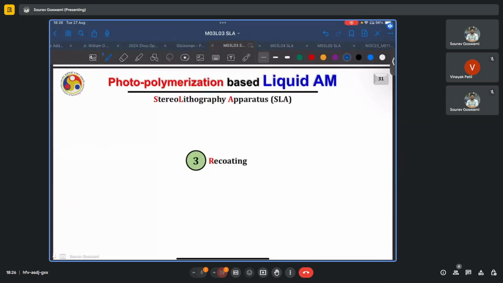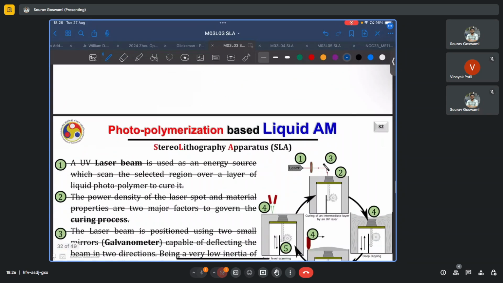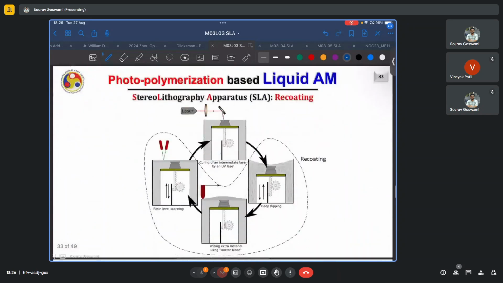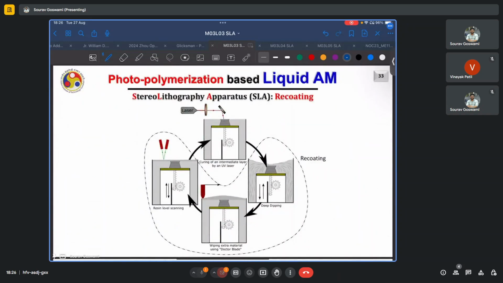The next subsystem which we have to discuss is the recoating subsystem. As we know, for the case of SLA, it consists of deep dipping, and the process is well illustrated here. So once a layer is cured using the UV laser, the entire system with the built part, so this is the built part and the stage, all of it moves in the negative Z direction, which is opposite to the build direction in this case, and a lot of excess material flows over them.